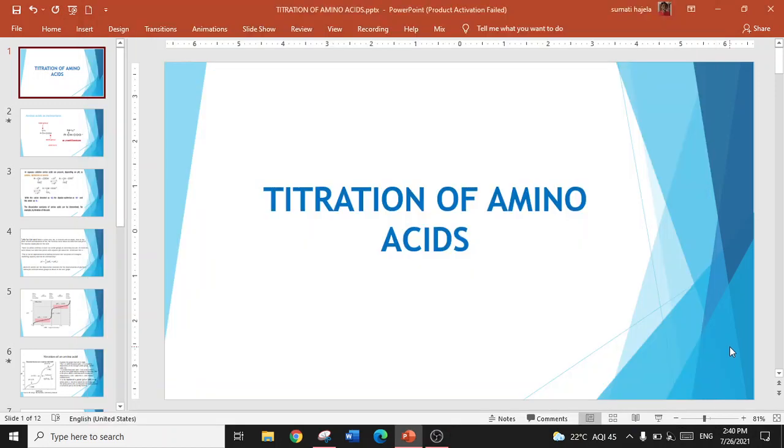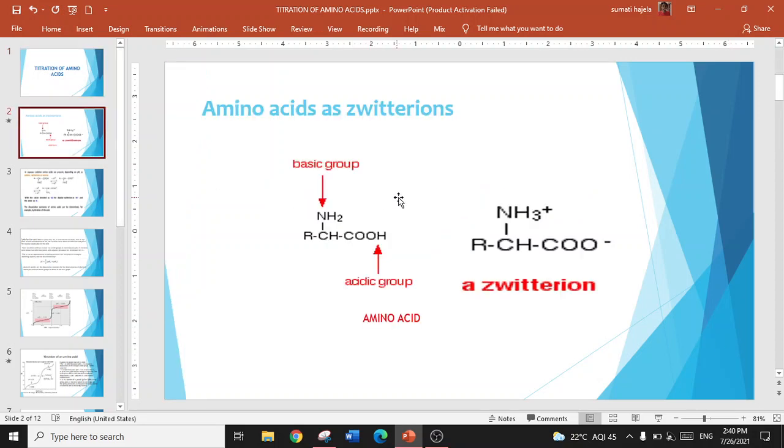Dear all, today I'm going to tell you about titration of amino acids. Amino acids in water are ionized and act as either acid or base. You can see this is the base and this is the acidic form, and it ionizes in the presence of water.